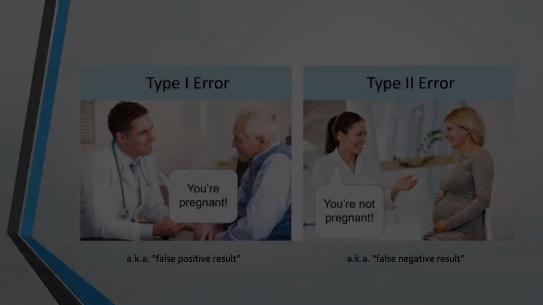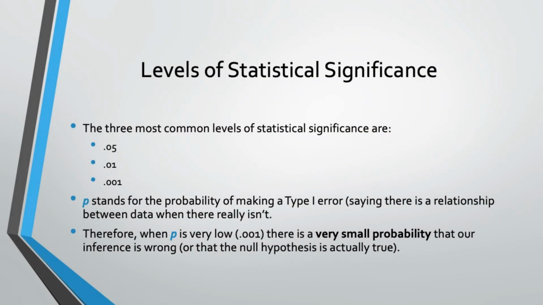Now, when we get into hypothesis testing, there's a varying degree of levels of confidence that we can use. These are referred to as levels of statistical significance. And the most common ones are 0.05, which means you're 95% confident in your results.